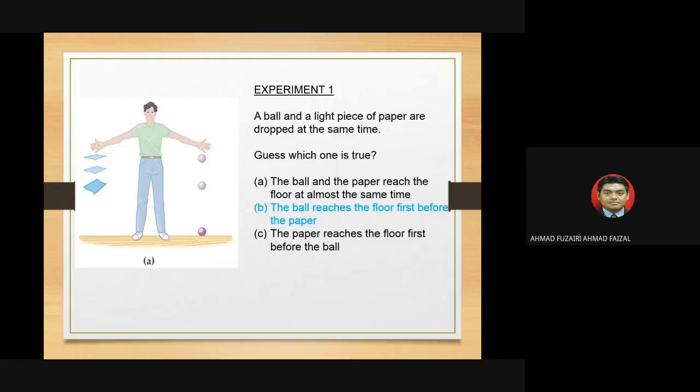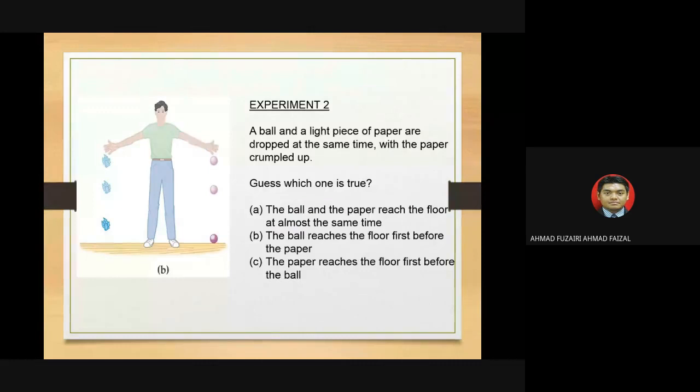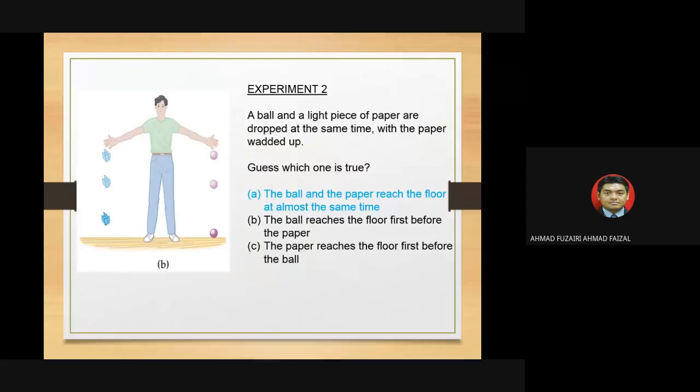Okay, before we look at the explanation, let's look at the experiment too. A ball and a light piece of paper are dropped at the same time. Actually, this is the same as experiment 1. But now, the paper will crumple up. So, guess which one is true? So, the answer will be A. The ball and the paper reach the floor at almost the same time.